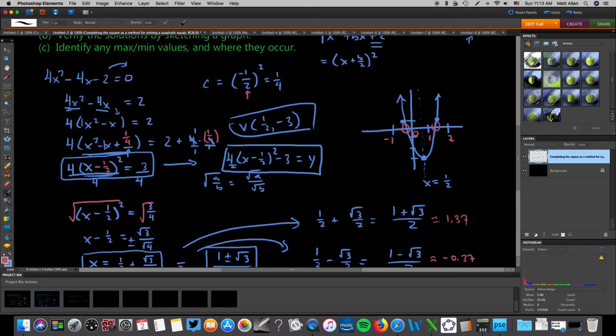As far as min and max go, we can just look at our vertex this time, but looking at the picture, it does help to identify that this is a minimum. We could say we have a min of -3. Cool? Cool.